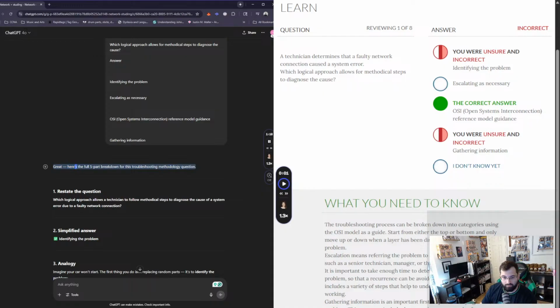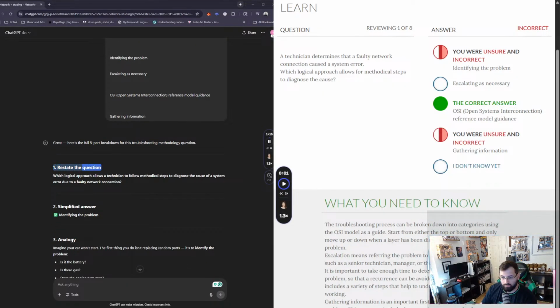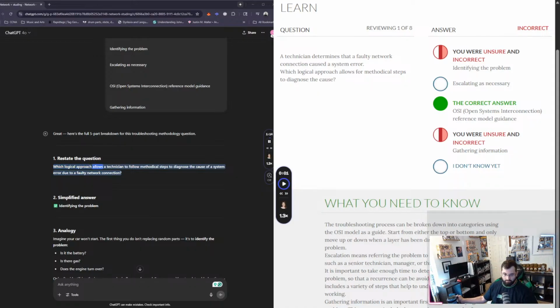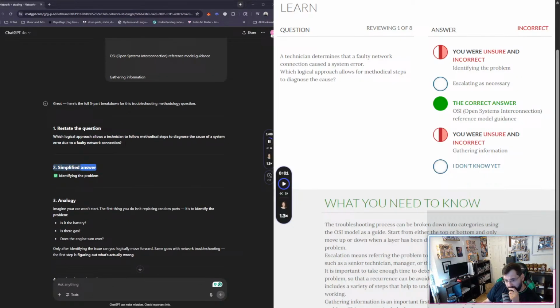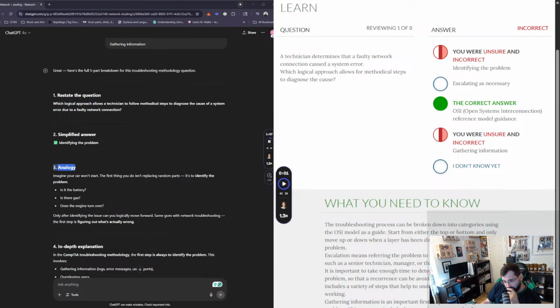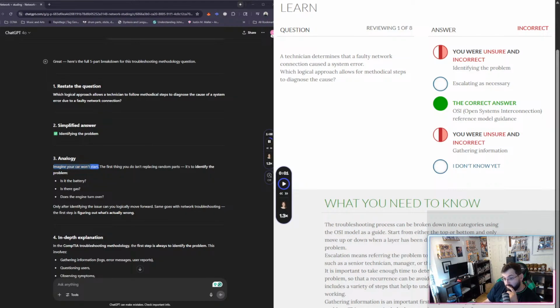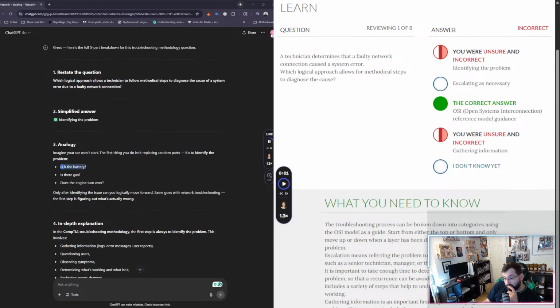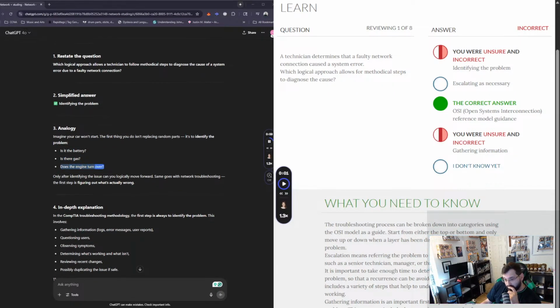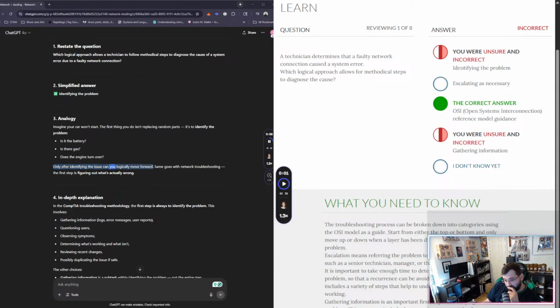Great. Here's the full 5-part breakdown for this troubleshooting methodology question. 1. Restate the question. Which logical approach allows a technician to follow methodical steps to diagnose the cause of a system error due to a faulty network connection? 2. Simplified answer, identifying the problem. 3. Analogy. Imagine your car won't start. The first thing you do isn't replacing random parts, it's to identify the problem. Is it the battery? Is there gas? Does the engine turn over? Only after identifying the issue can you logically move forward. Same goes with network troubleshooting. The first step is figuring out what's actually wrong.